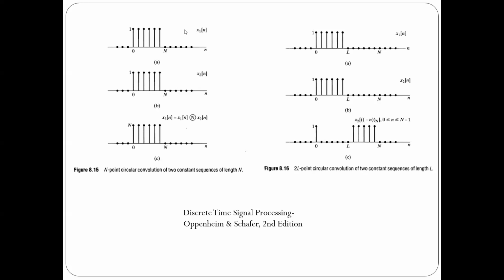So therefore, if you multiply and accumulate, the value will be equal to 1 into 1 plus 1 into 1 plus 1 into 1 plus etc., up to N such products. So the value at n equal to 0 would be equal to capital N. So x3 of 0 would be equal to capital N. Likewise, you see that all the values are equal to capital N. So this is the circular convolution of the two sequences. Okay, we will skip the second example.